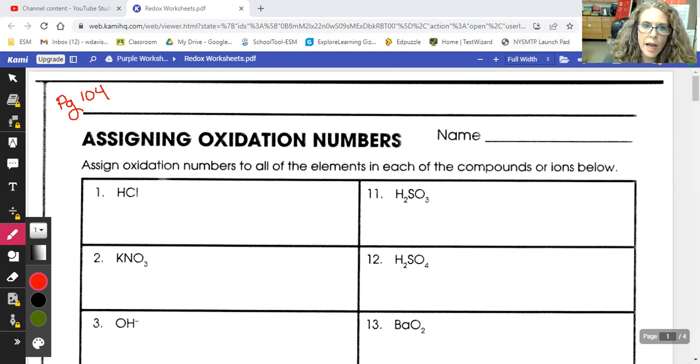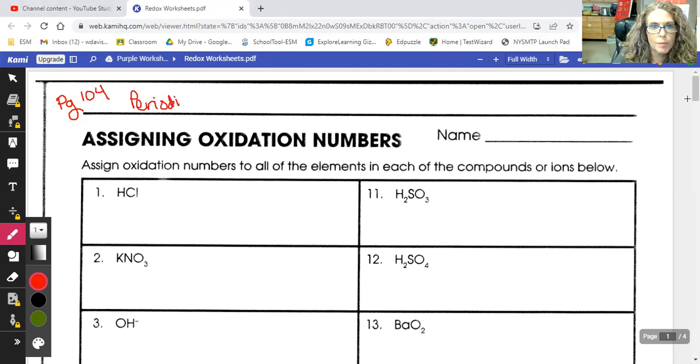This is the assigning oxidation numbers worksheet and walkthrough. And this is page 104 in your notes book. All right, so let's get started. You're going to need your periodic table and you're going to need a little bit of math skills.